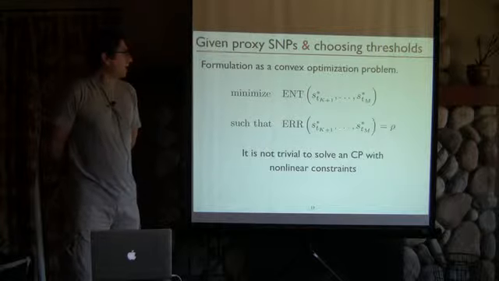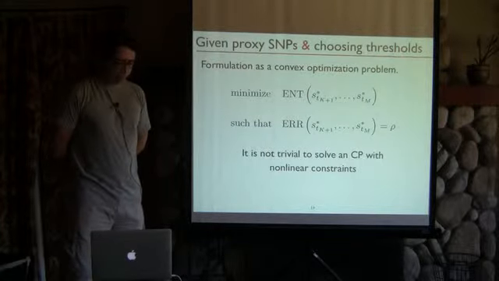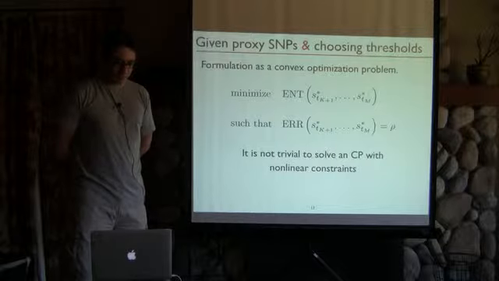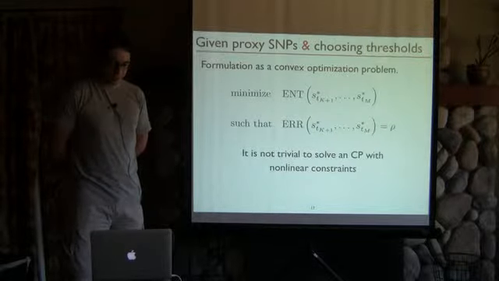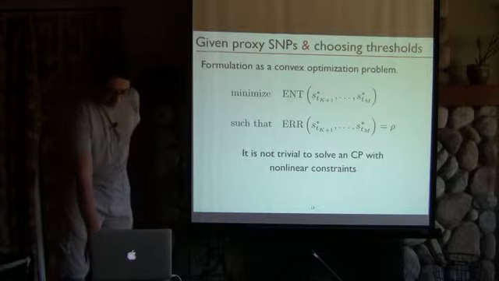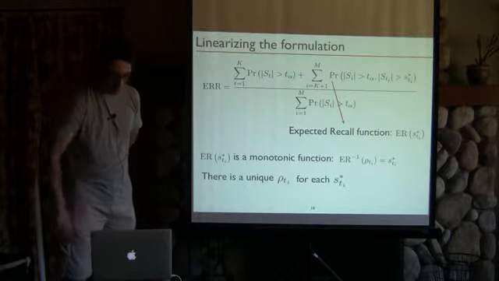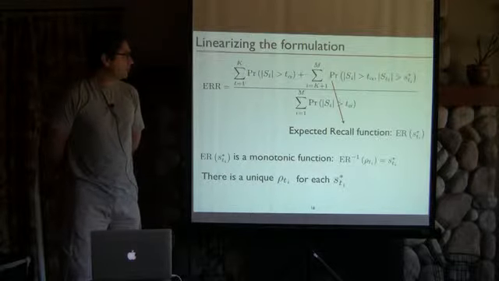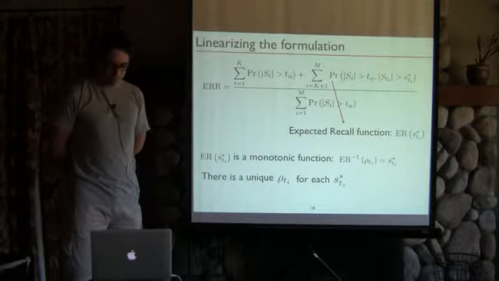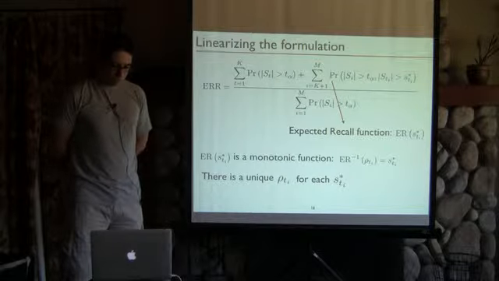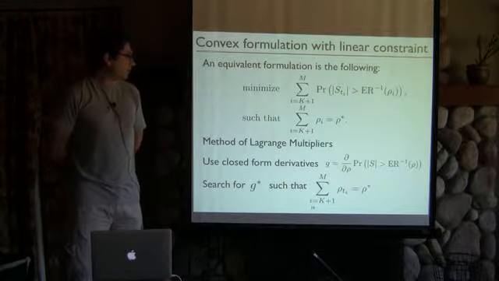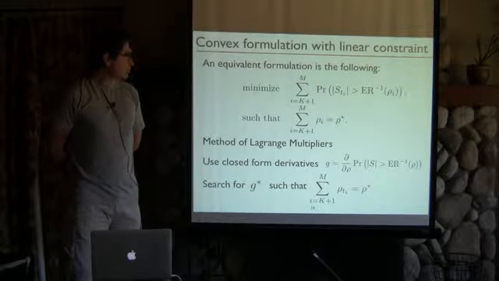Given this formulation, we can then choose the threshold values for given proxy SNPs, and the formulation is convex, where we try to choose the threshold values to minimize the ENT, such that the expected recall rate satisfies a target recall rate. However, both of these functions are nonlinear, and so we linearize the convex problem to solve it more efficiently. We observe that in the ERR, the part of the function that depends on the threshold values is expressed on the right upper side. We call this function the expected recall. One intuition is that this function is monotonic in the threshold value. That means we can express all the threshold values as an inverse function, which means we can linearize the constraint, and we can effectively use the Lagrange multipliers and solve this optimization problem very effectively.